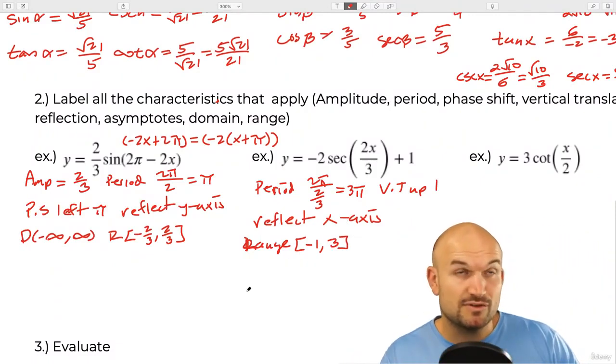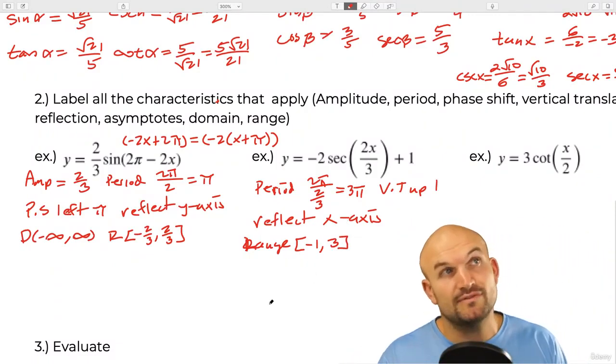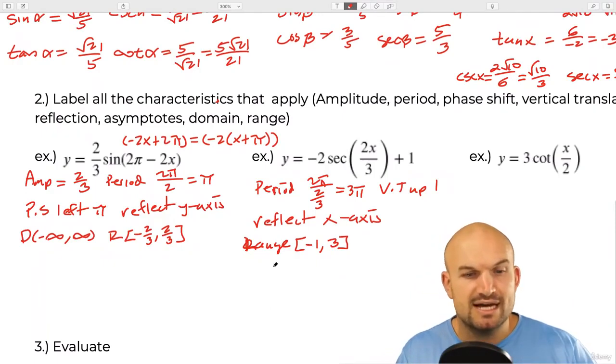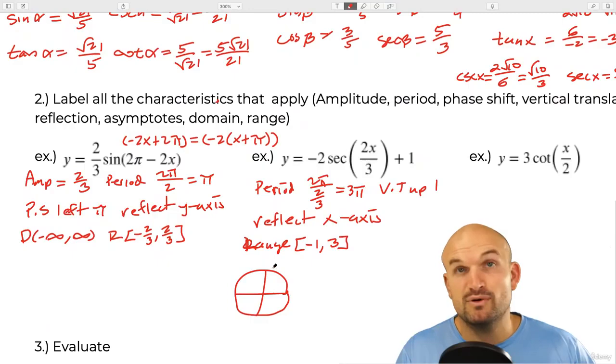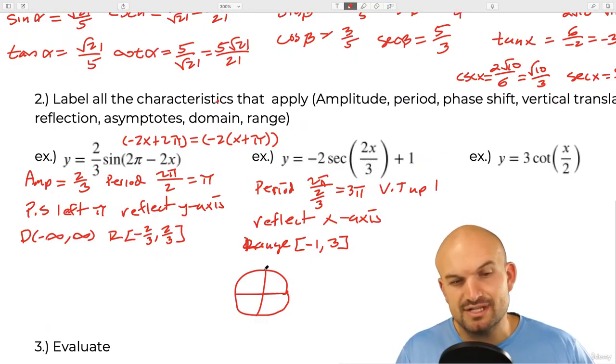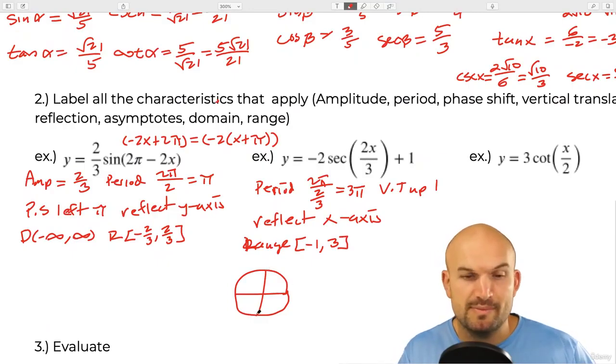The asymptote equation for secant, so we've got to think that's the reciprocal of cosine. So you've got to think, when is cosine equal to 0, right? Because that's going to be where the vertical asymptotes are. So cosine is equal to 0 at pi halves and 3 pi halves.